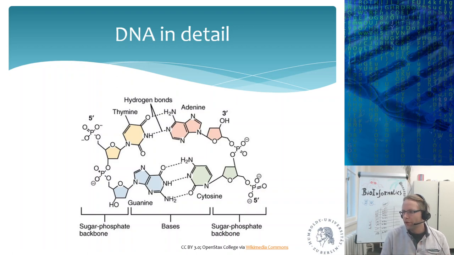This is an overview that I took from OpenStax College, from Wikipedia, just to have a zoomed in view of how DNA looks in detail. DNA and RNA are very, very similar, so it doesn't really matter if you look at DNA or RNA, but take the two strands of DNA. We see the forward strand and the reverse strand. And of course we have something called the 5' end and the 3' end. When we write down a DNA sequence, we always write it down 5' to 3', and then we have the coding strand and the template strand.